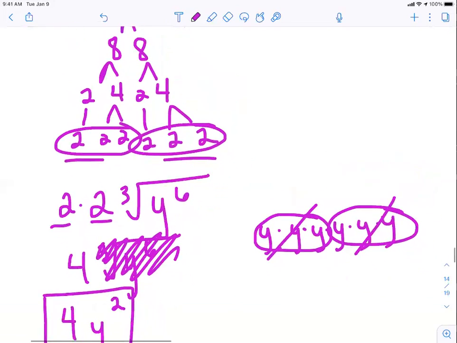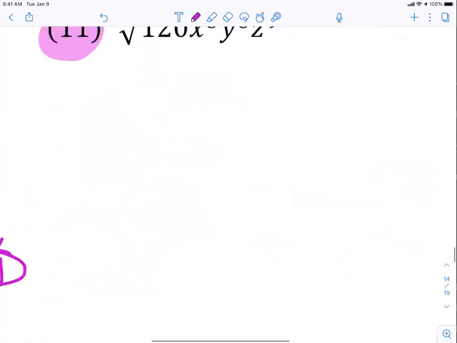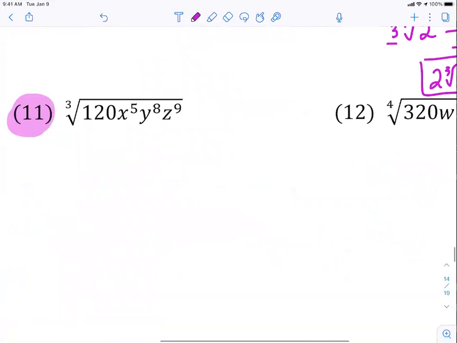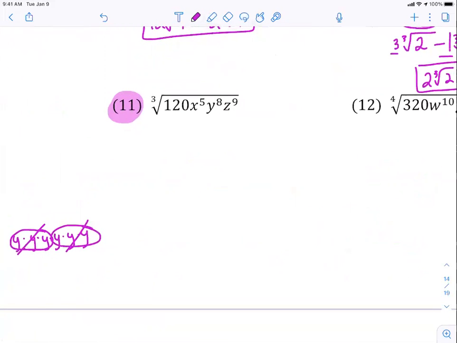Okay. So with the variables, you do the same thing. We just look for groups of 3. You just don't have to break them down really. So what I want you guys to do, give it a shot. You guys don't have to do number 12, but I want you guys to try number 11 on your own now.